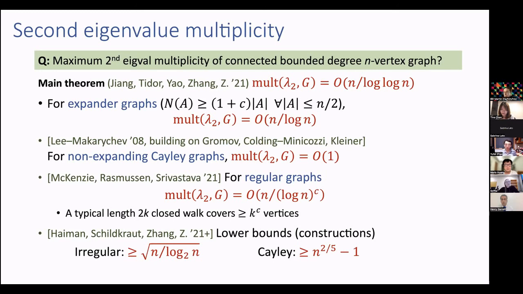What about the complete graphs? I guess it's a trivial example. So here I'm restricting the degree. Yeah, bounded degree. Okay. Oh, okay. Yeah. Right.